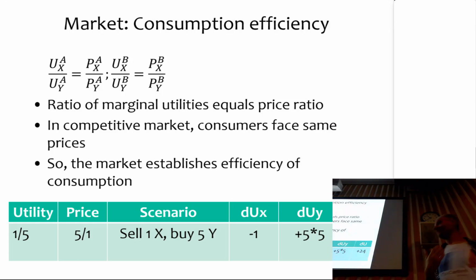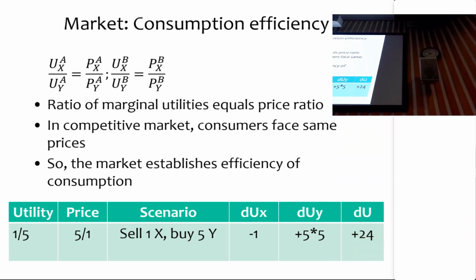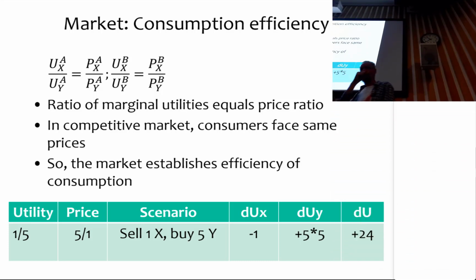Again, if this were not the case, if the utility ratio was 1 to 5 and the price ratio was 5 to 1, then what you should do is not barter with the other player, but you should sell one of your X's. And you have enough money to buy 5 Y's. So you lose one, right? Because you lost one X. But you got 5 Y's in return, and they are worth 5, so you actually gain 25. So your total gain of this transaction is 24, right?